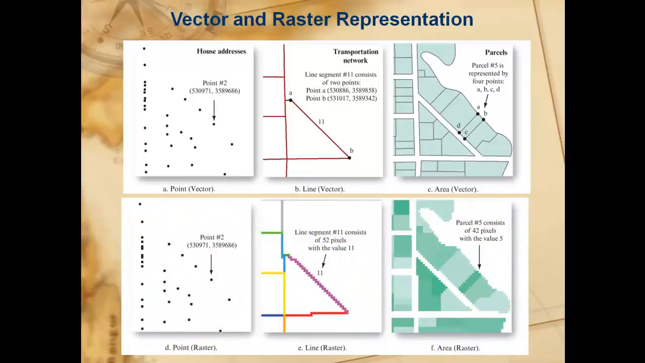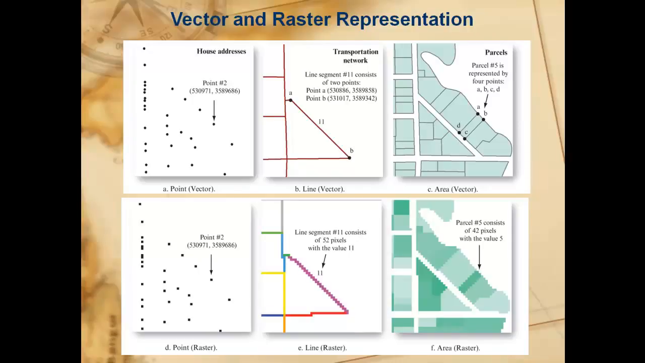In the raster model, for something that's like a point, the raster would assign the value of that point to a single cell. And so a single cell might represent a point in that grid, and all the other cells might not have any values at all because there are no points in those locations. A line is represented by cells of the same value that are adjacent to each other. And so you can see that line segment 11 is the cells that have a value of 11.